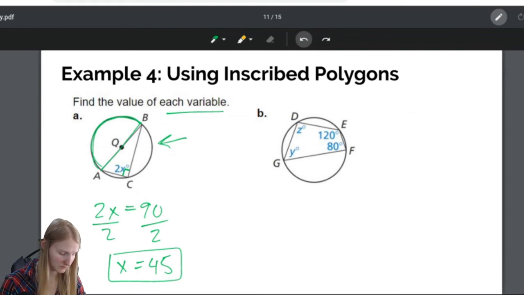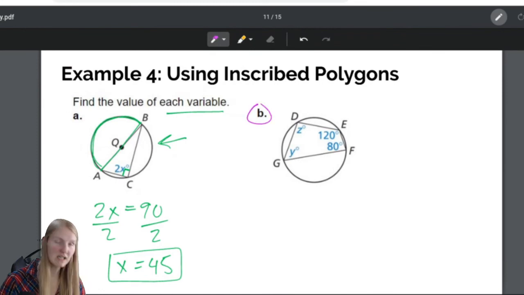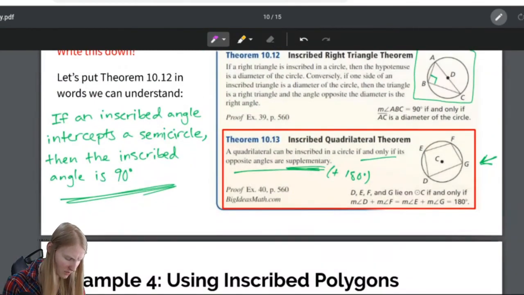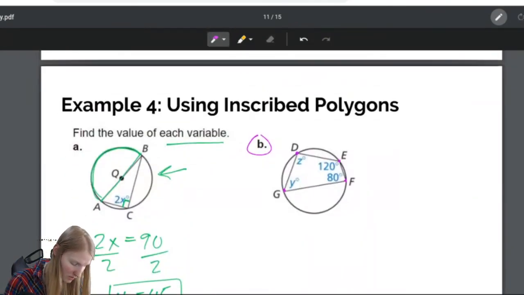Okay, now, this next example, let's switch colors here. Now for B, we have a quadrilateral with all the corners on the outside of the circle. Now, what was that second theorem that we saw? If a quadrilateral can be inscribed in a circle, its opposite angles are supplementary. Opposite angles are supplementary. So that means that Z and 80 are supplementary.